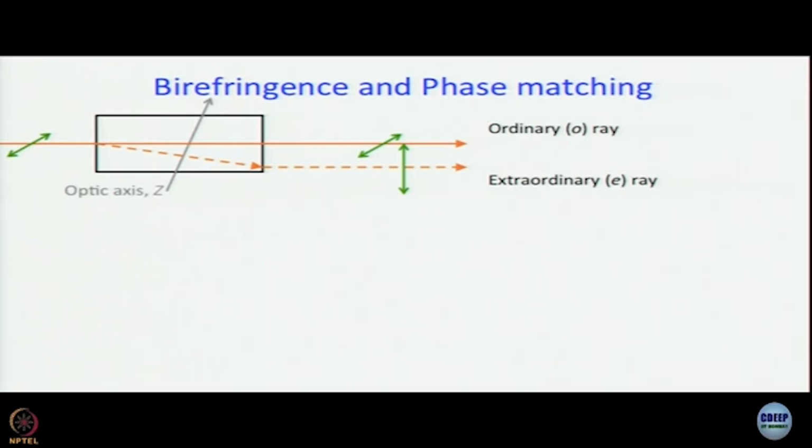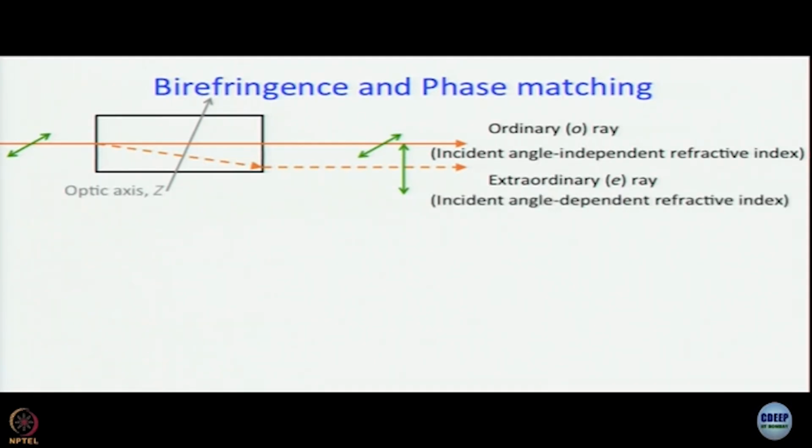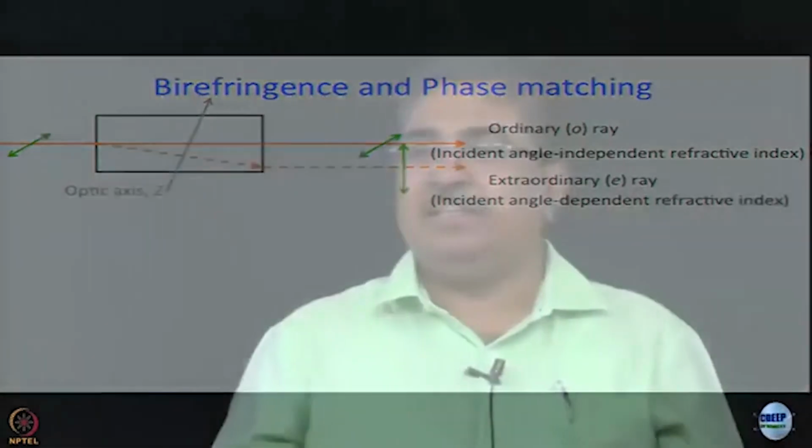but it is the same throughout. Refractive index of the O ray is independent of the incident angle. However, refractive index of the E ray is dependent on the incident angle. Okay? I am just stating facts, we are not proving anything.